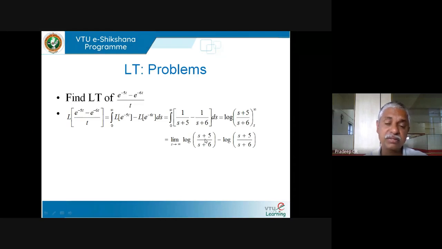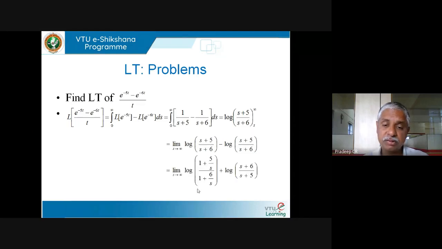How do I evaluate this? This is what I told you. You divide the numerator and denominator by s and you're in good shape. The moment you do that, you will get 1 plus 5 by s and 1 plus 6 by s.